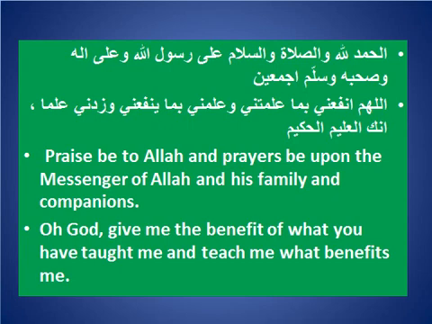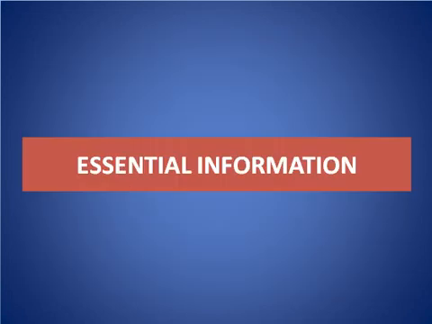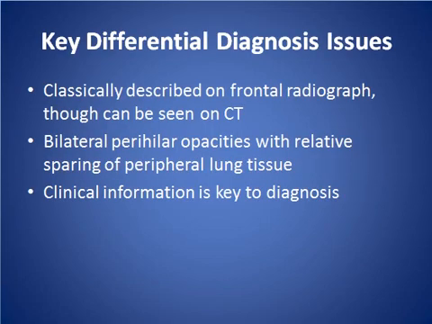My topic today is about the central distribution of airspace shadowing, bat wing appearance, the differential diagnosis, common, less common, and rare causes, and the clue for the diagnosis. Essential information: airspace shadowing is classically described on chest X-ray, and can also be seen on CT scan. Seen as bilateral perihilar opacities with relative sparing of the peripheral lung tissue. Clinical information is the key to diagnosis.